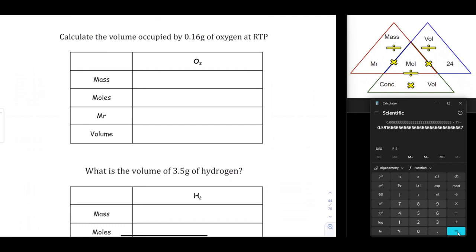Calculate the volume occupied by 0.16 grams of oxygen. So in this case, I need to work out my volume, and I am given the mass. So I'm calculating the volume given 0.16 grams of oxygen. I need to do the mass divided by the MR to get the moles. Well, oxygen is 16 times 2, which gives me 32.